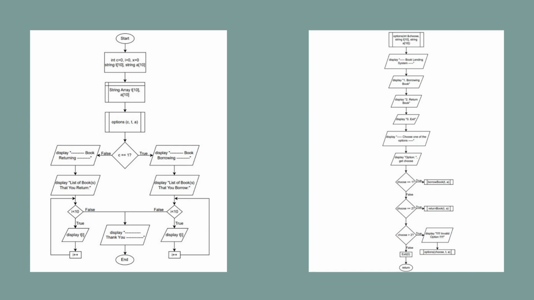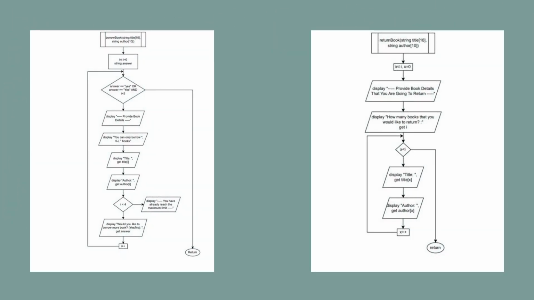This is our flowchart. First, this is our main program. Next to it is our option function. The other 2 are the borrow book function and the return book function.